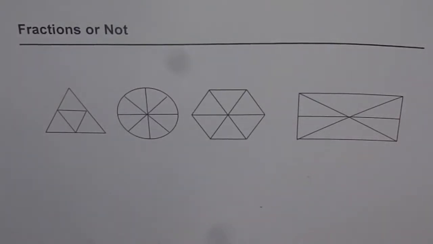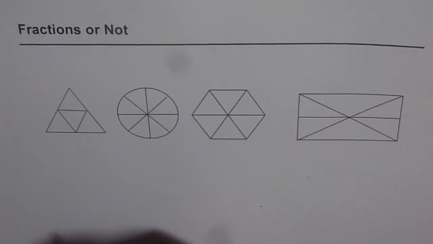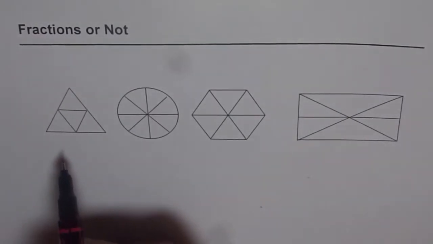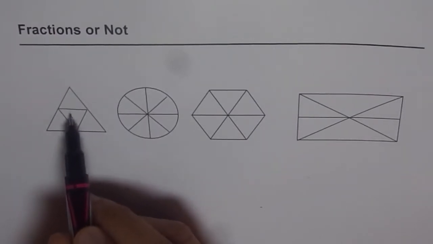Let's play a game with fractions. So what we will do is that first I will shade some portions and you have to tell me what portion has been shaded. Well, we have a triangle here, and in this triangle I have made four different triangles. Do you see? 1, 2, 3, 4.